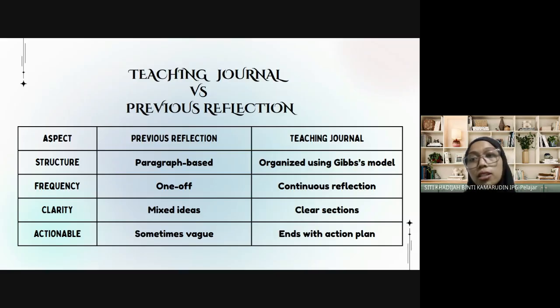So for teaching journal, it has clear sections. Last one is actionable. Previous reflection, sometimes it's vague. But teaching journal, it ends with an action plan.